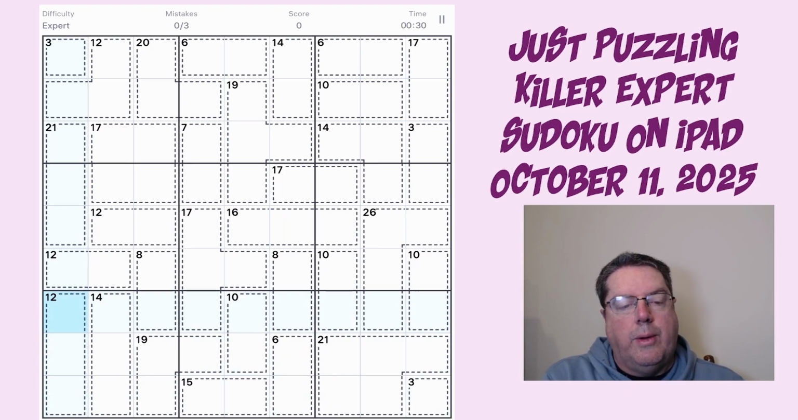Now, what the rules are of that is the cage must add up to the 12 and the numbers must be unique. So it can't be 4, 4, 4. Now, I know that breaks the rules of Sudoku, so don't worry about that. But it has to be 1, 5, 6, or 2, 4, 6, or a combination like that. So that is pretty much the rules.